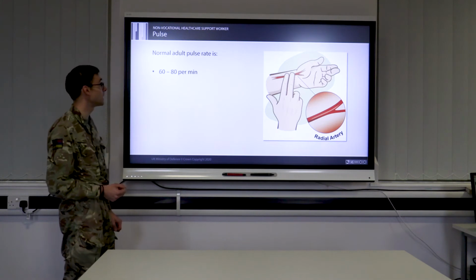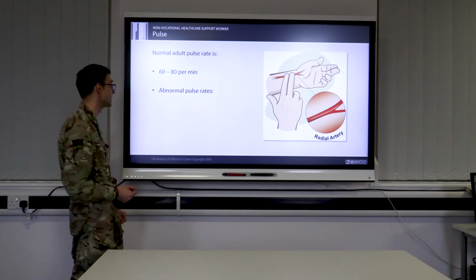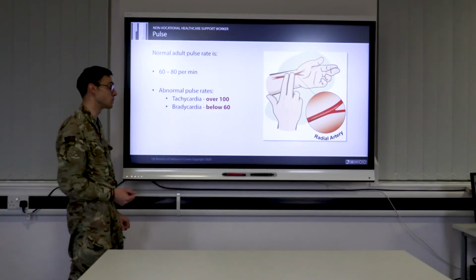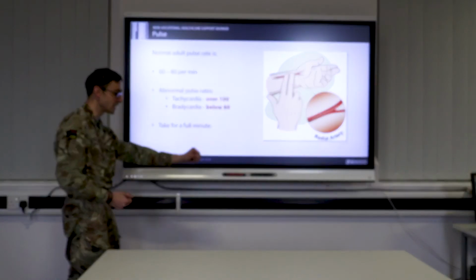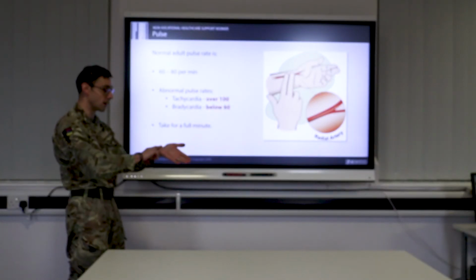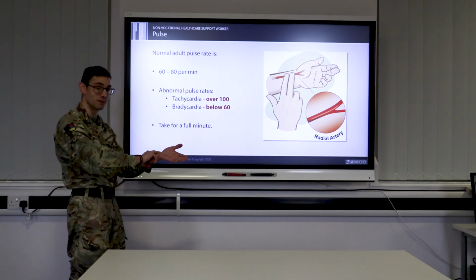Pulse. A normal adult pulse rate is anywhere between 60 and 80 beats per minute. Abnormal pulse rates are over 100 and below 60 beats per minute. You take this for a full minute. And you take this at the base of the thumb on the wrist and you measure for 1 minute.